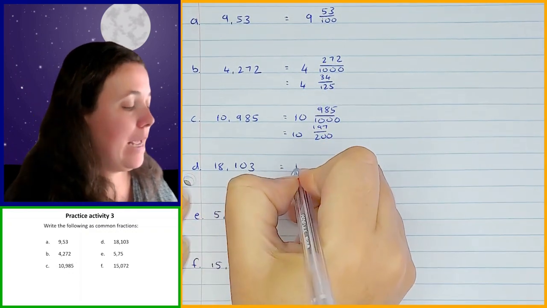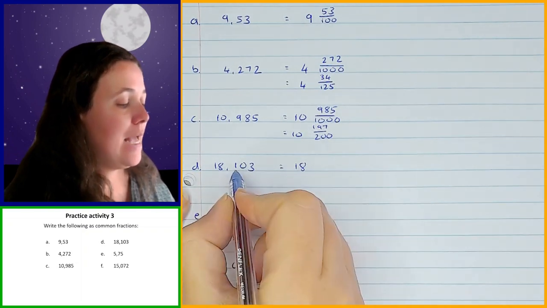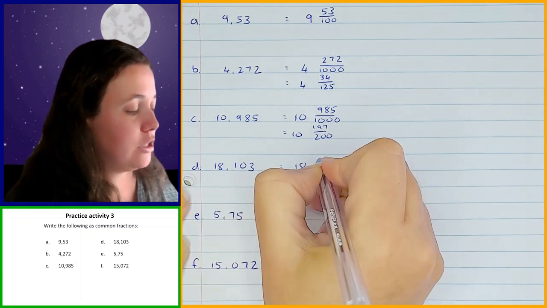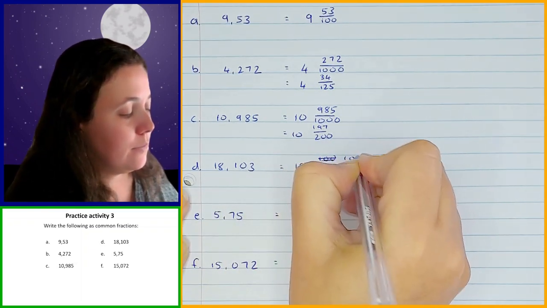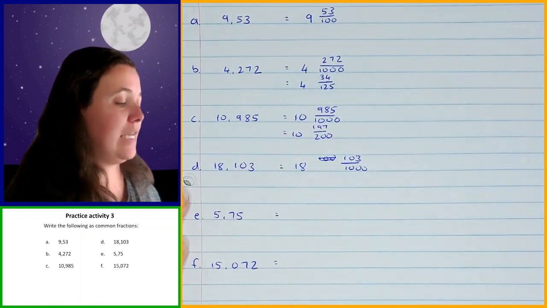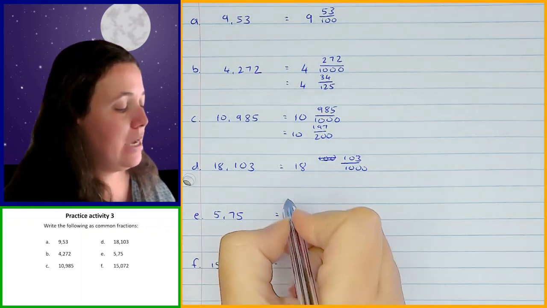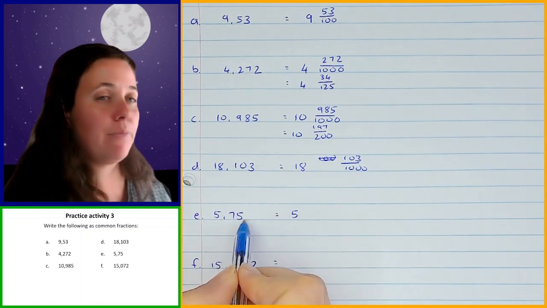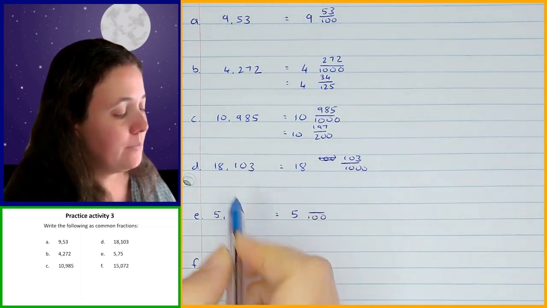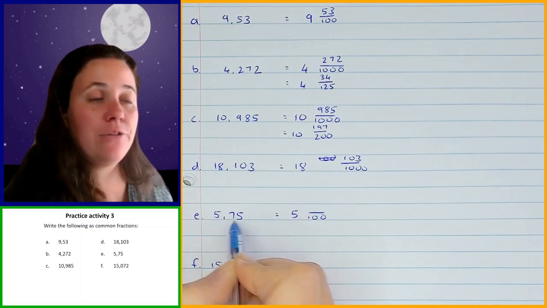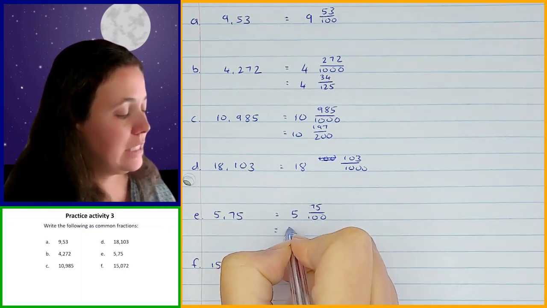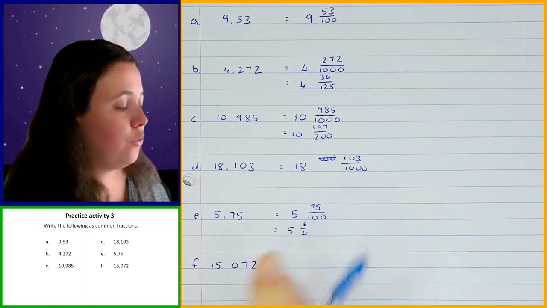Question D, we've got 18 as the whole number part of our fraction, and then 103 over 1,000, because the 3 is in the thousandths position. So it's 103 over 1,000, and that can't be simplified, so that's going to stay as it is. Then 5.75, that's going to be 5 and something over 100, because this 5 is in the hundredths position, so it's going to be over 100, and over 100 we've got the 75 over here, so it's going to be 75 over 100. That I can simplify, I divide both by 25, that gives me 3 over 4.